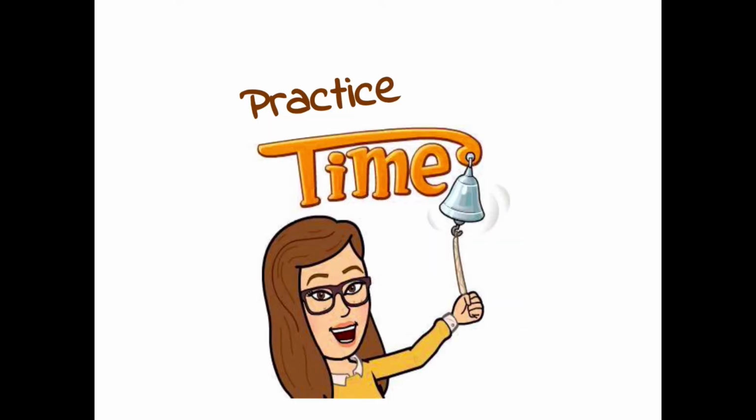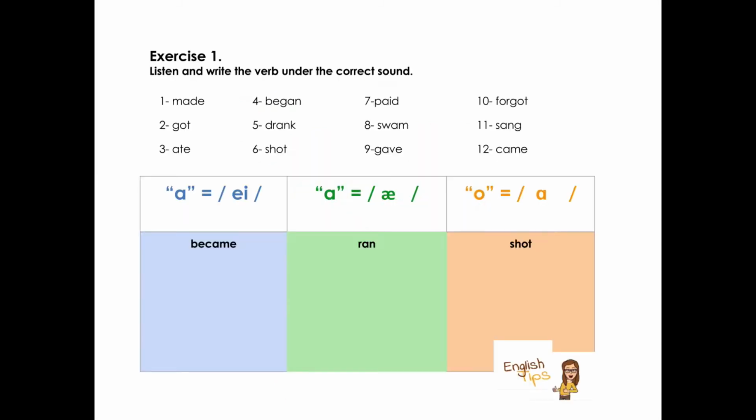Let's practice. So in exercise 1, you listen and write the verb under the correct sound. For example, became, here in the blue group because it's pronounced with A, run, pronounced with A, and shut, pronounced with A. Let's begin.